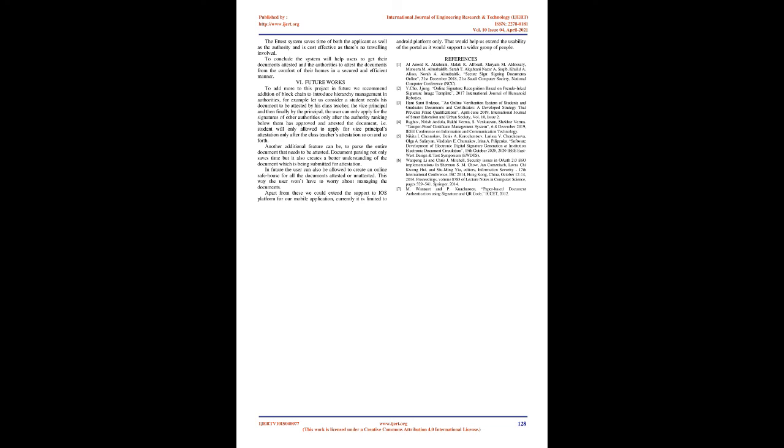6. Future works. To add more to this project in future, we recommend addition of blockchain to introduce hierarchy management in authorities. For example, let us consider a student needs his document to be attested by his class teacher, the vice principal, and then finally by the principal. The user can only apply for the signatures of other authorities only after the authority ranking below them has approved and attested the document, i.e. the student will only be allowed to apply for the vice principal's attestation only after the class teacher's attestation, and so on and so forth.